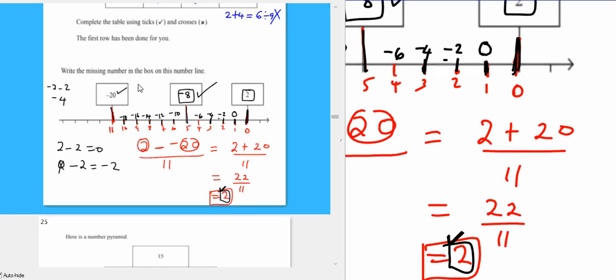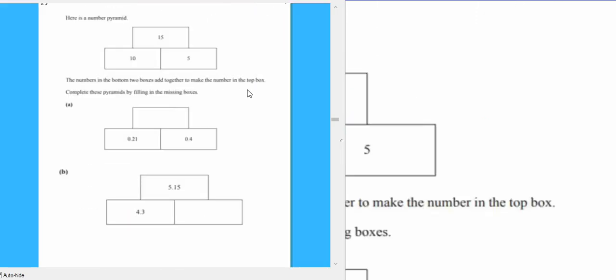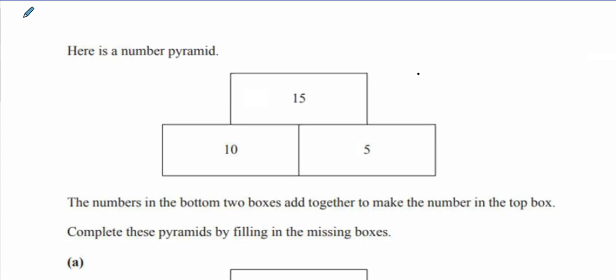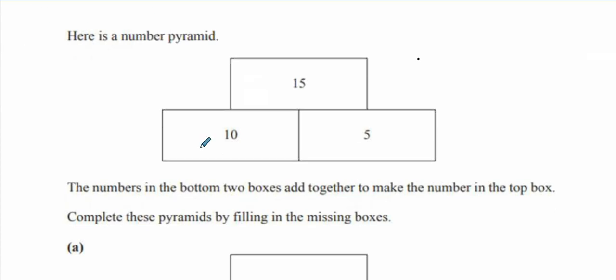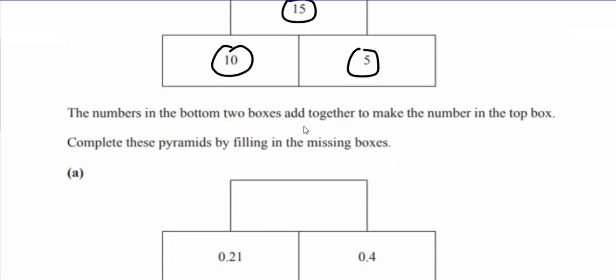Right, let's go to the next question. The next question is talking about a number pyramid. Here is a number pyramid with the bottom numbers 10 and 5, and the top number is 15. Now, what is the explanation behind this number pyramid? The explanation is that the numbers in the bottom two boxes add together to make the number in the top. Now complete these pyramids by filling the missing boxes.